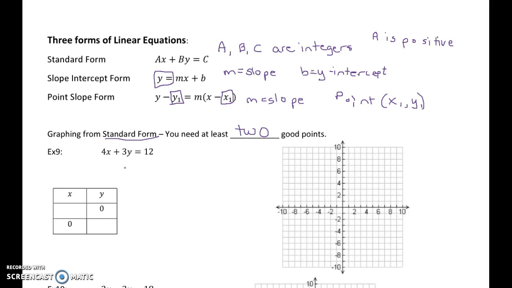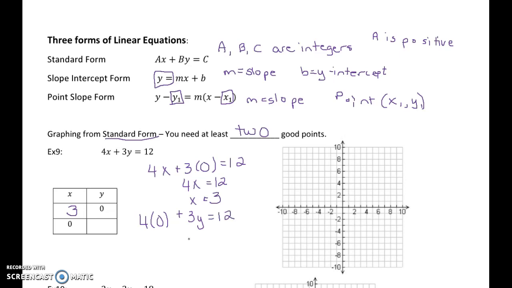So on this first one, if I plug in 0 for y, that's 4x plus 3 times 0 equals 12. Which is really just 4x equals 12, which is easy to just divide. You get x equals 3. You can even do that whole process in your head by covering up the 3y and just seeing 4x equals 12 and dividing that easily in your head to get 3. You can do the same thing to plug in 0 for x. That would be 4 times 0 plus 3y equals 12.